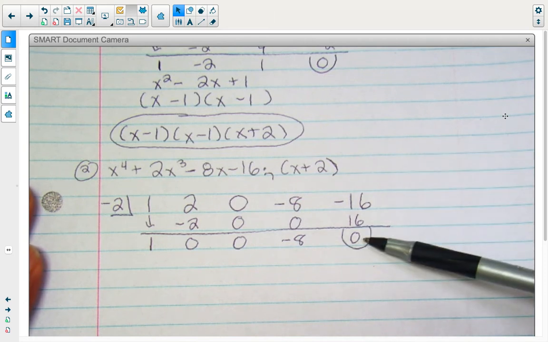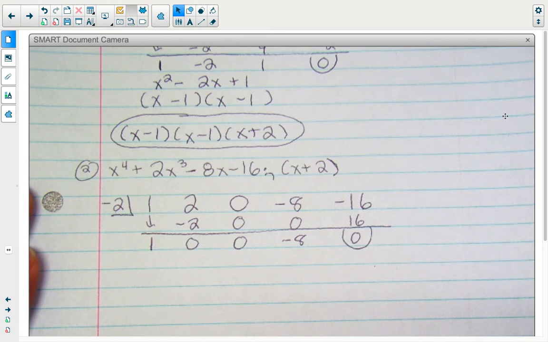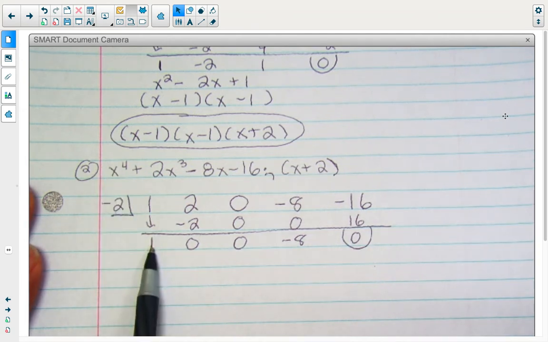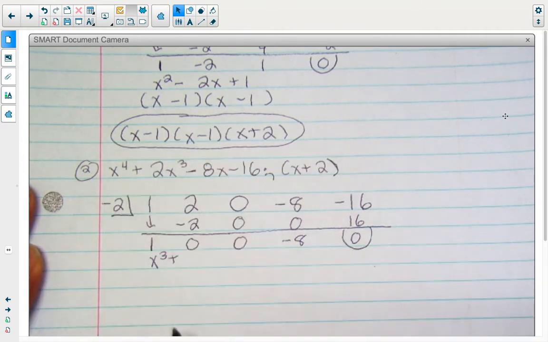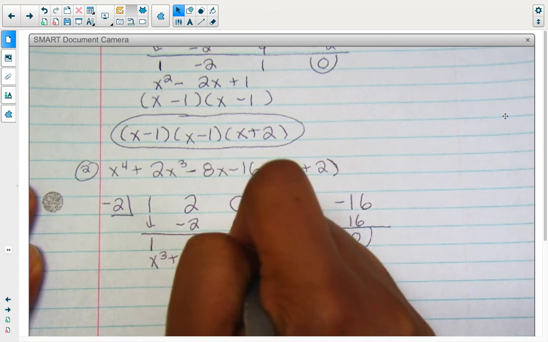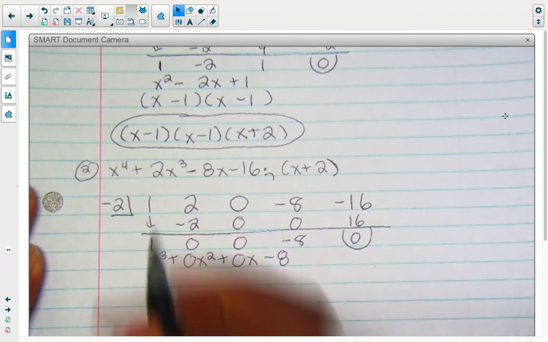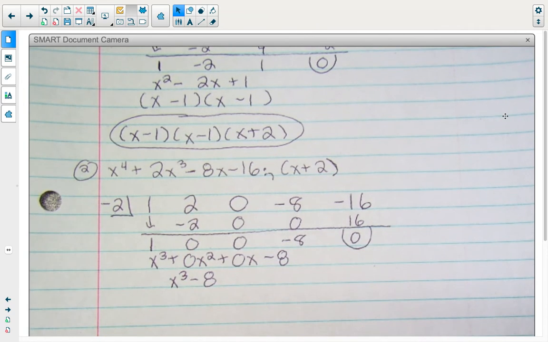Again, this number here should be 0 because I told you that x plus 2 was a factor. We write our answer out. We started with x to the 4th, so this needs to start with x to the 3rd. My answer is x to the 3rd plus 0x squared, we don't need to write, plus 0x, we don't need to write, minus 8. Technically I got all this, but I don't need these two terms because they're 0. So I got x to the 3rd minus 8.